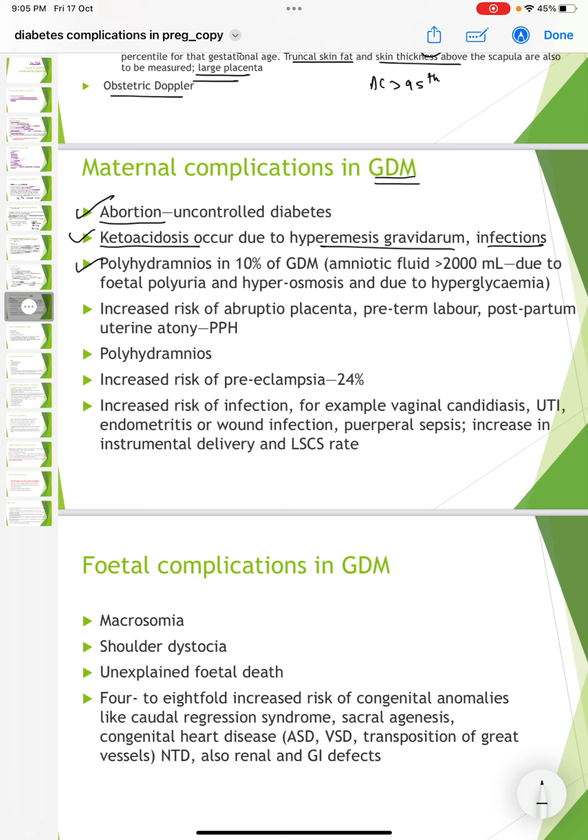And during the third trimester, polyhydramnios is seen in 10% of GDM, that is amniotic fluid of more than 2 liters, because of fetal polyuria, hyperosmosis, hyperglycemia. So when there is polyhydramnios, there is increased risk of abruption, preterm labor, or postpartum hemorrhage. Then increased risk of preeclampsia, that is 25%.